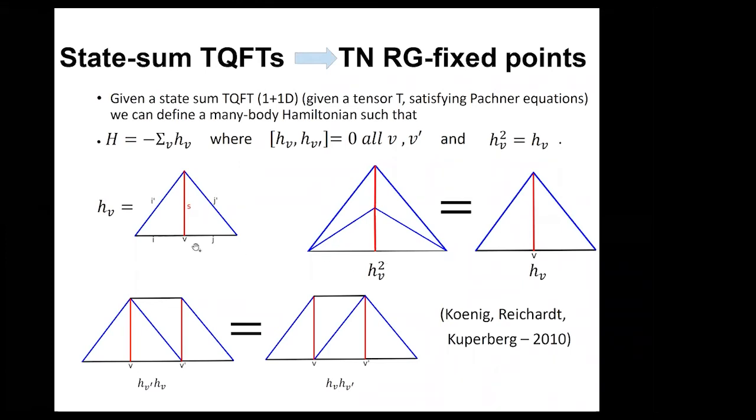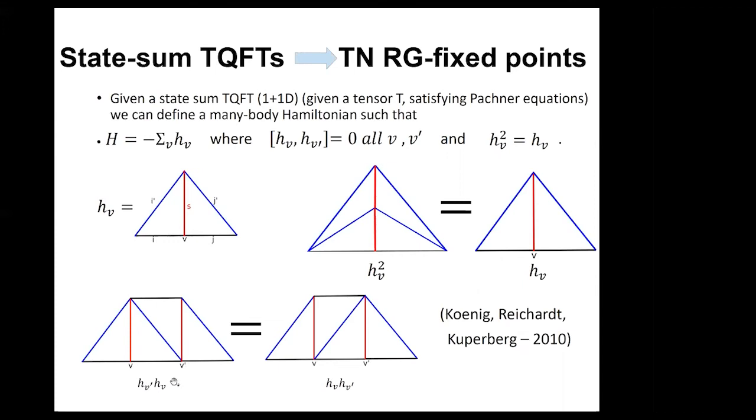So you can show that multiplying this Hamiltonian by itself, H_V squared at every vertex V, by retriangulation invariance, is equivalent to having H_V. So all these local terms in the Hamiltonian that we define in this way are projectors simply because of retriangulation invariance. And furthermore, every local Hamiltonian term commutes with each other, again due to retriangulation invariance. Let's prove that.